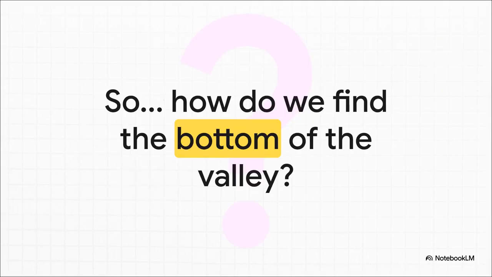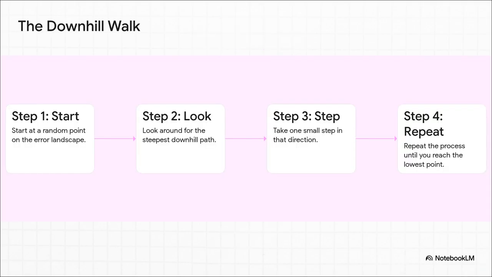You might think it involves some crazy complex math, but the answer is way more intuitive than that. We just tell the machine to, well, take a walk. It really is this simple. The algorithm starts at some totally random spot on that landscape. From there, it looks around in every direction, 360 degrees, and figures out which way is the steepest path downhill. Then, it takes one tiny step in that direction, and then it just does it again.